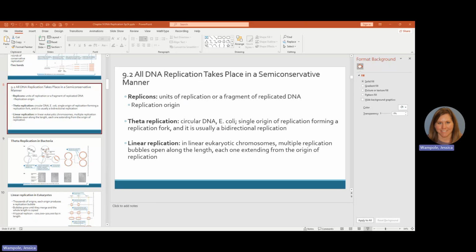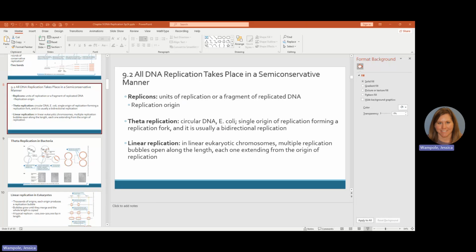For linear replication, the idea is the same, except along our long linear chromosome, we're going to have multiple origins of replication. So up top, we've got our linear chromosome. We've got several origins along our chromosome. And in each one, they're going to open up, again, an AT-rich region there. We have a series of enzymes that are going to come in, pull apart that bubble, and then DNA polymerase is going to come in and start copying.